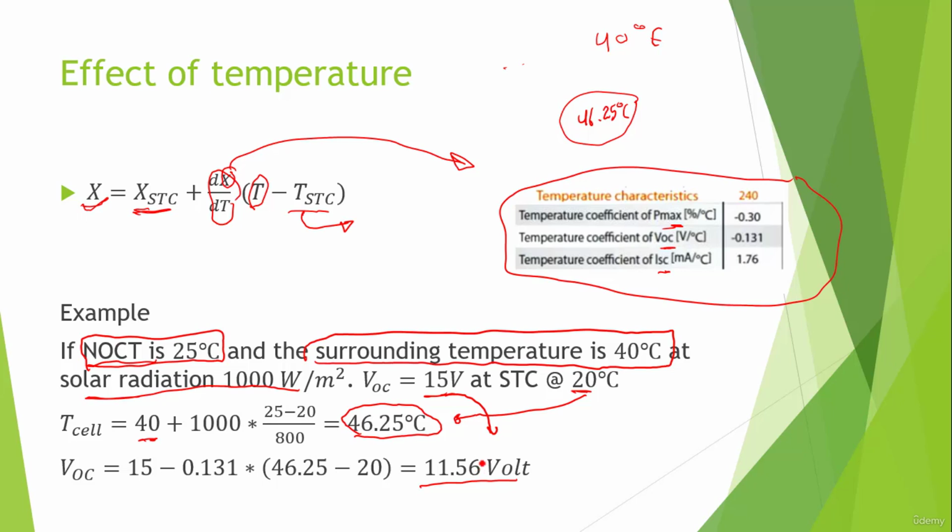Okay guys, now we have understood that an increase of the cell temperature by 26.25 degrees Celsius will cause about a reduction in the open circuit voltage by 3.5 volt.